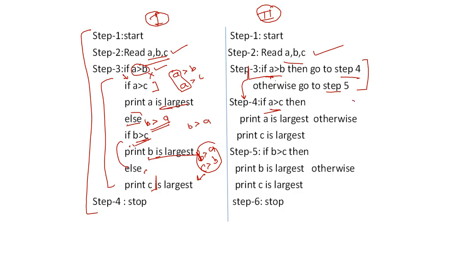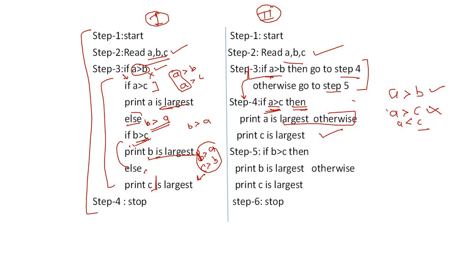Similarly here, the first case is A is greater than B, and let's say it is true, then it will jump to step 4 and check whether A is greater than C or not. If A is greater than C, then we get A is the largest. Else, the previous condition was A is greater than B, and now we are checking A is greater than C. If A is lesser than C, meaning this condition is false, then what will happen? C is greater than A and A is already greater than B, so it will give us C is the largest one. So with this we solved one part.